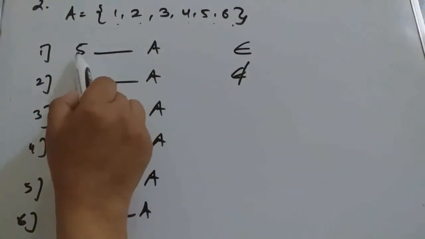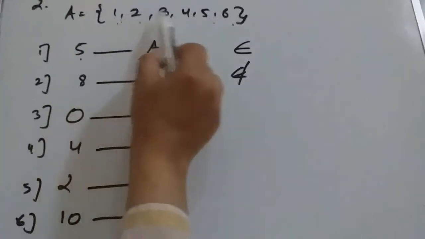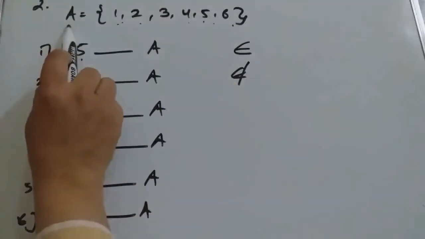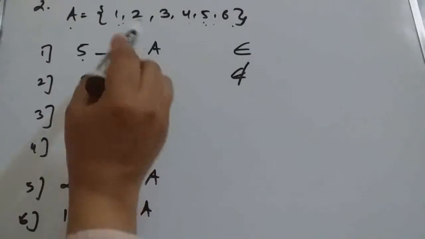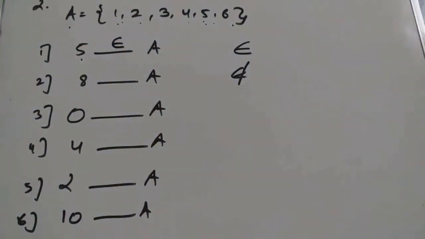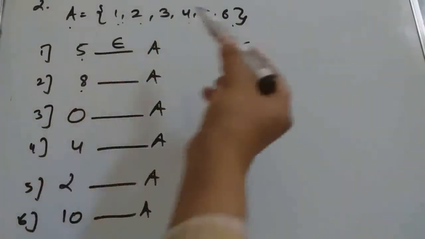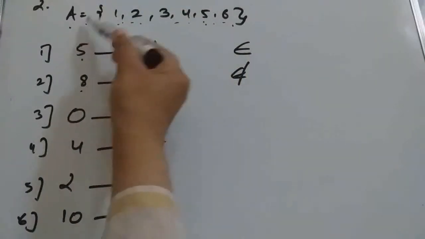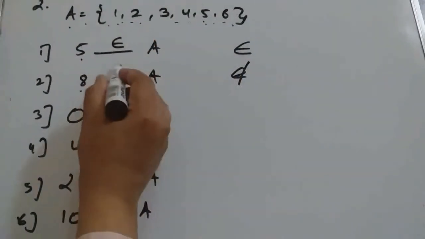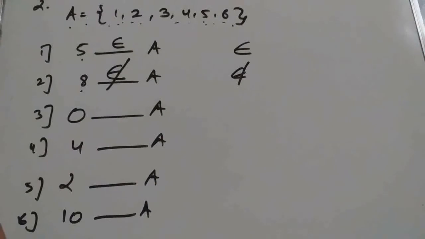See, the first question is 5. So 5 is a member of the set A. That means 5 belongs to A, so we can write belongs to A. Now 8 is not in A, is it? It is not in set A. That means 8 does not belong to A.